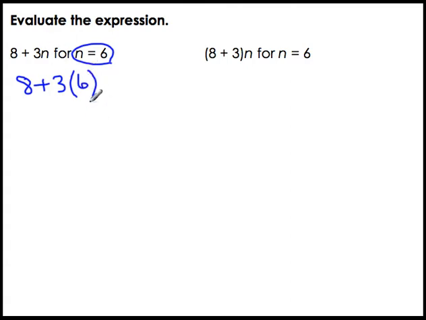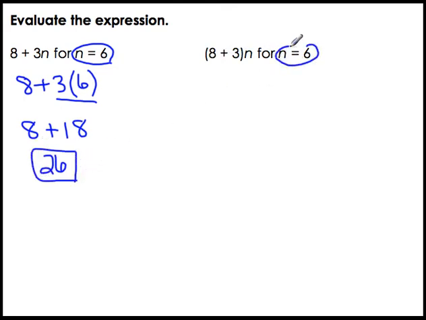Now we follow the order of operations. Multiplication has to come first. So it'll be 8 plus 18. 8 plus 18 is 26. Done. Next one. N is still 6, so I'm going to plug that in.